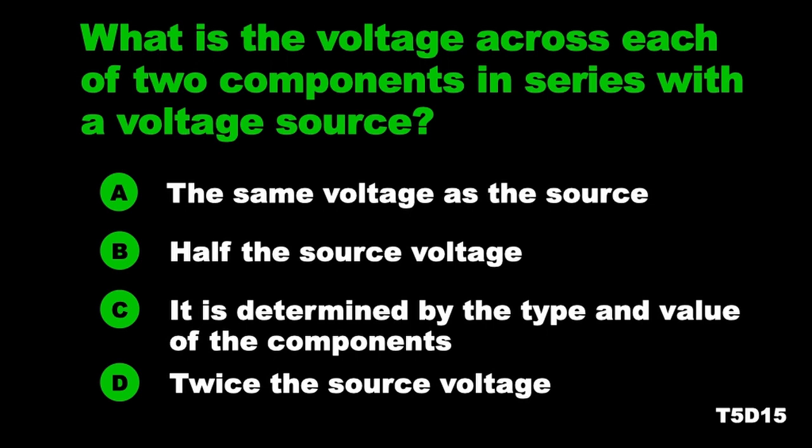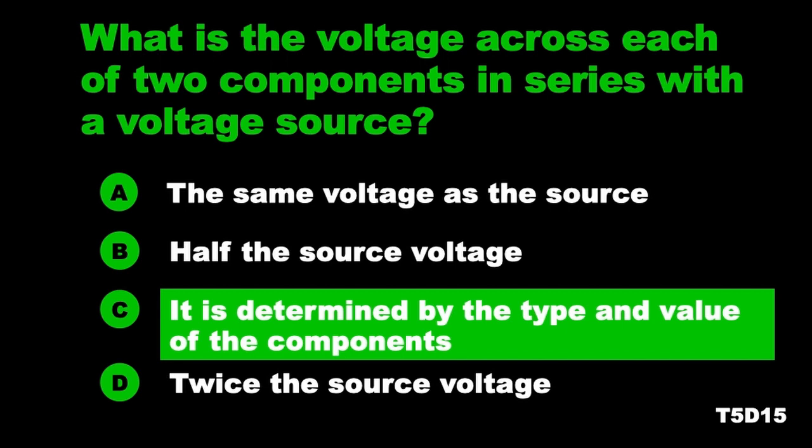Depends. Well, let's think about that a minute. Imagine that you had a resistor connected in there. Is it C? It's going to be determined by the type and value of the components. Is that your answer? Yes. You got it. It's C. So it might be half the source voltage, but that would depend on... If you had two LEDs, if they were the same, then it would be half. Remember how we said the components steal some? It depends on how much voltage they steal. So it could be half the source voltage, but probably not.